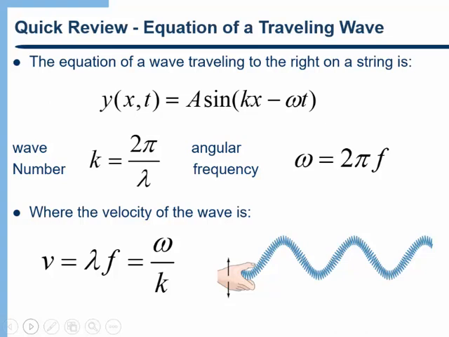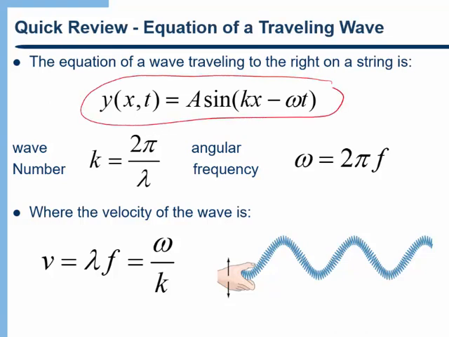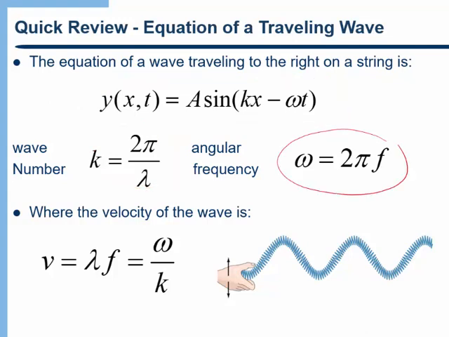Now I want to just remind you of stuff that we talked about at the beginning of the course. Remember, we talked about waves traveling on a string, and we said that this is the equation that describes a wave traveling on a string. Remember, k is the wave number and omega is the angular frequency. And we also saw that the velocity of the wave is the wavelength times the frequency, which you can also write as omega over k.